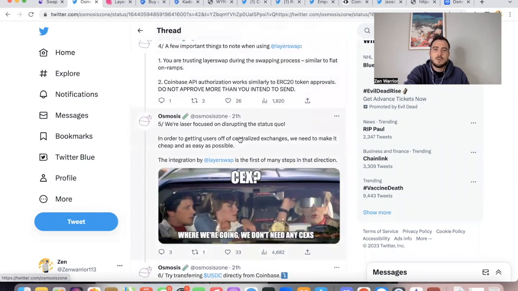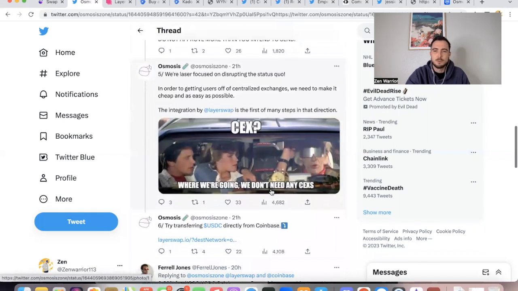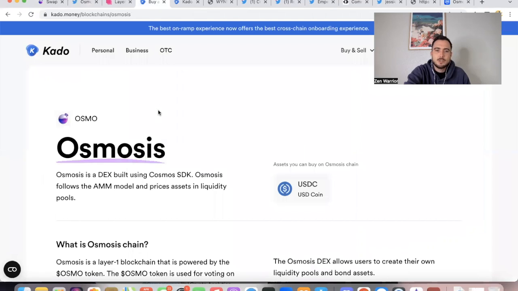So they're laser focused on disrupting the status quo. In order to get users off centralized exchanges, we need to make it cheap and as easy as possible. The integration by LayerSwap is the first of many steps in that direction. So this is the first step. They're going to be taking more steps in making it possible to onboard to decentralized exchanges, probably without a CEX at all.